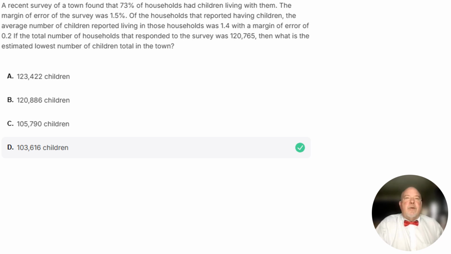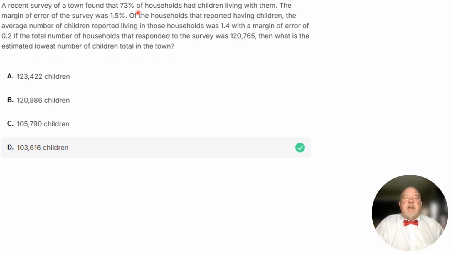All right, so we've got a couple different margins of error in here. One is for the number of households that said they had children living with them. So 73% plus or minus 1.5%, that's the margin of error, have children living with them. And then the number of children reported was 1.4 plus or minus 0.2. And it's wanting to know what is the estimated lowest number of children living in the town.